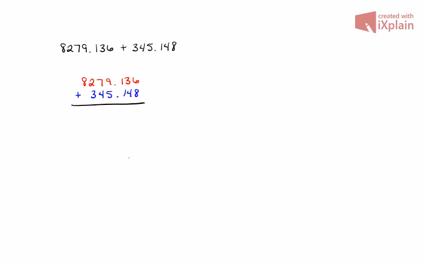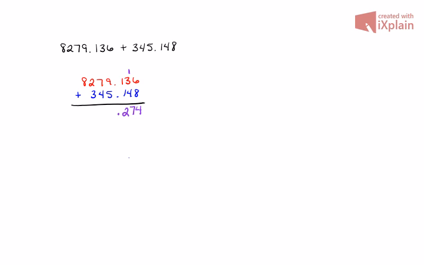From here, it's just basically back to business. So 8 plus 6, that's going to give me 14. So I'm going to drop the 4, carry the 1 into the next column. So 3 plus 4 plus that extra 1 is a 7. 1 plus 1 is 2. That decimal point just goes ahead and drops down.